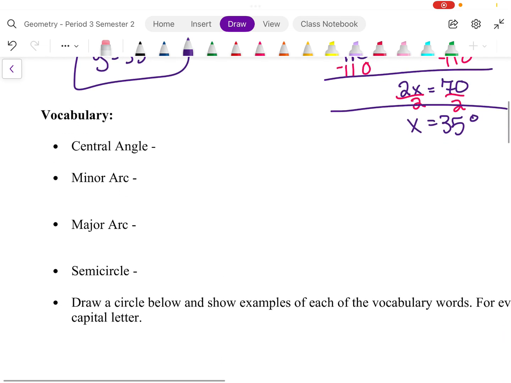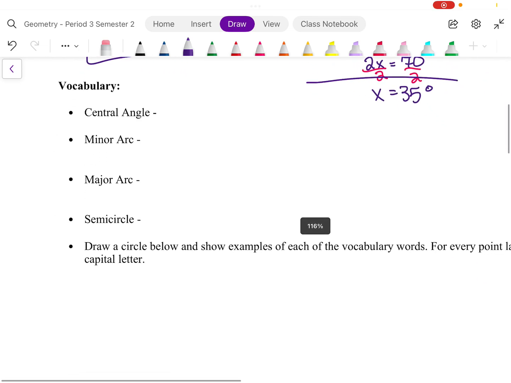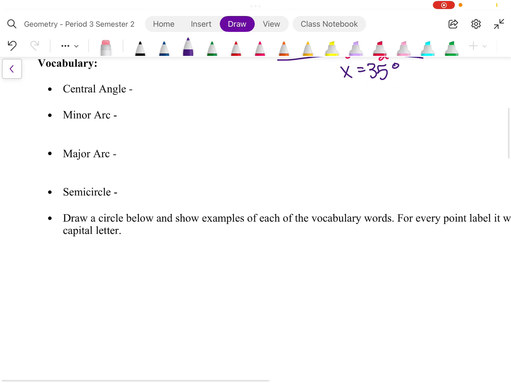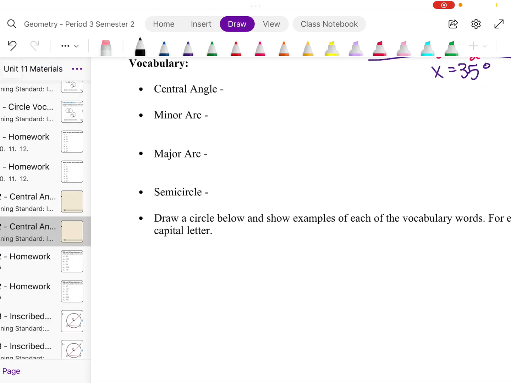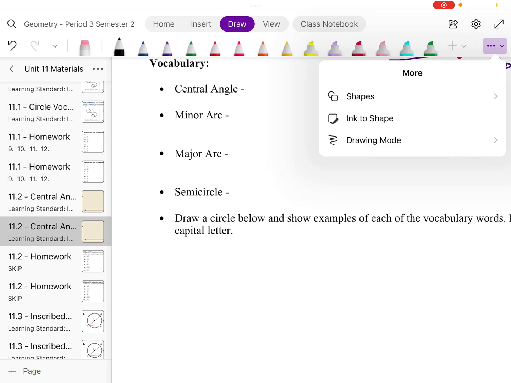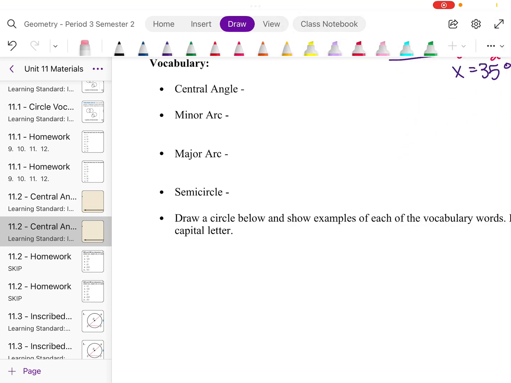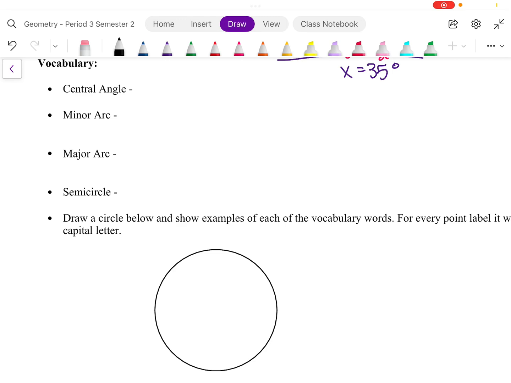To complete today's homework, we are going to need to know a little bit of vocabulary. So our first vocabulary, again, we are working with a circle. So to start off with, we're just going to draw a circle in the space provided here. There we go. And then we are going to start filling in the vocabulary.